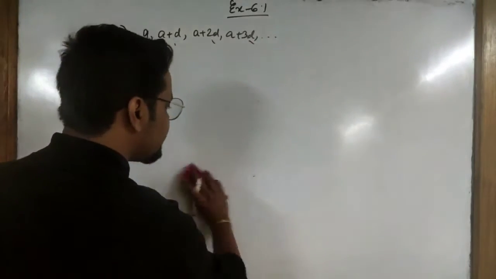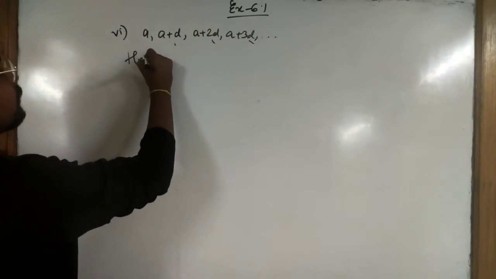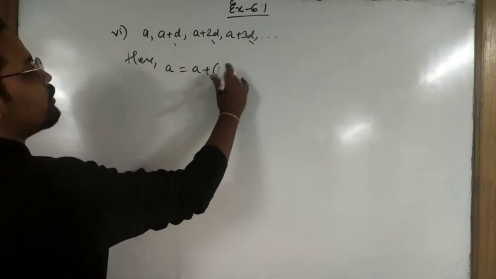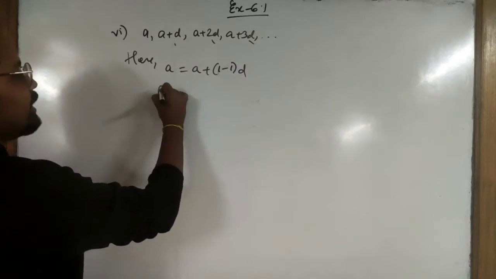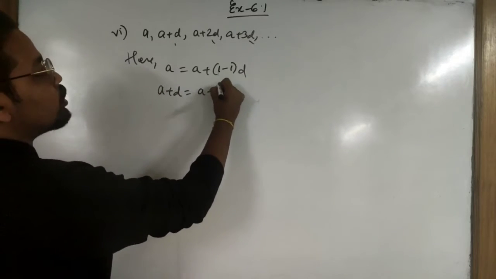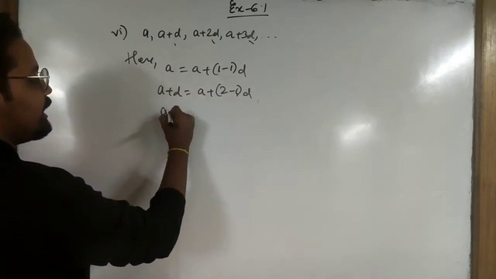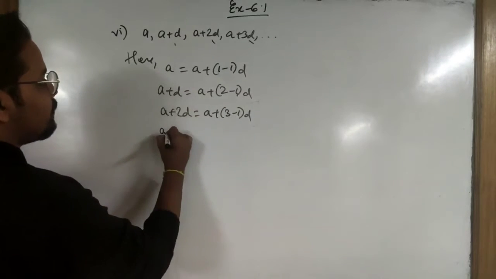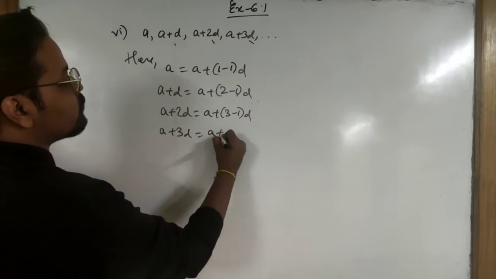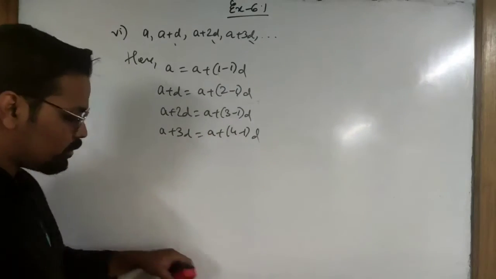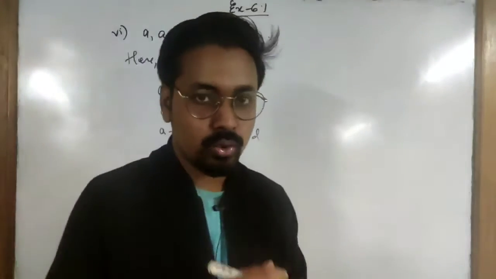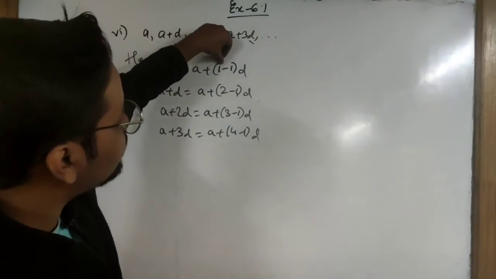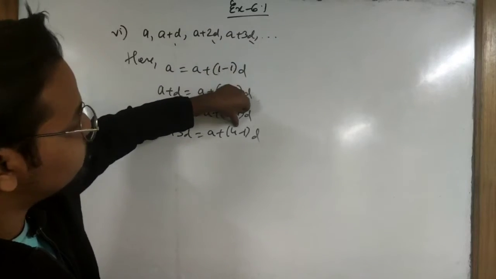So now how do you write? You can write it as here. A can be written as a plus 1 minus 1 into d. A plus d can be written as a plus 2 minus 1 into d. A plus twice d can be written as a plus 3 minus 1 into d. A plus thrice d can be written as a plus 4 minus 1 into d. So what you need to do, the basic idea is to get the numbers 1, 2, 3, 4 in serial order in the given sequence. So see, for the first term it is 1, for second term it is 2, third term it is 3, fourth term it is 4.